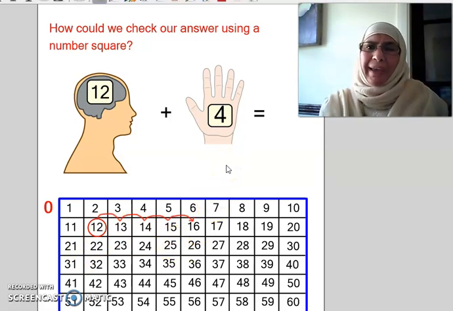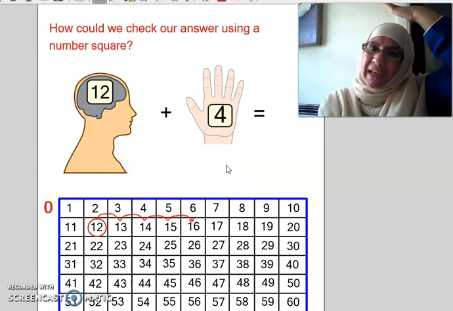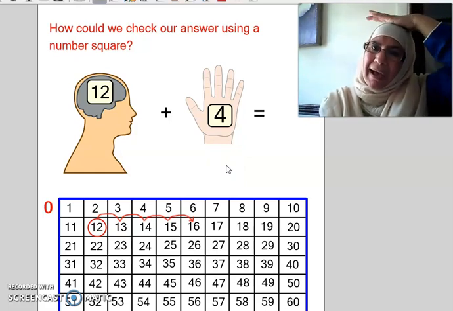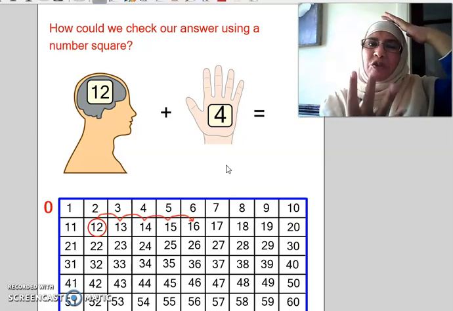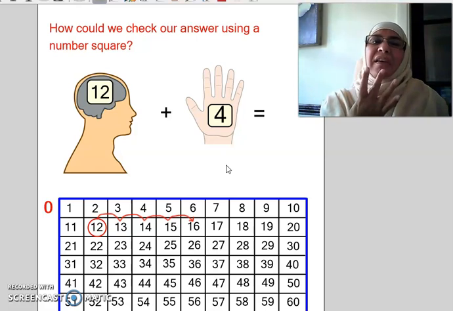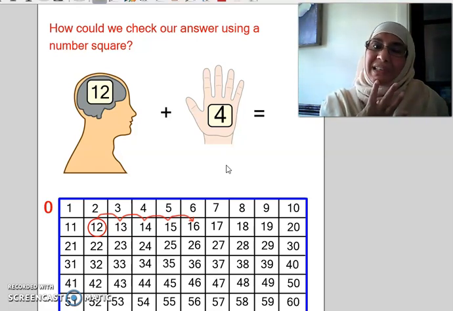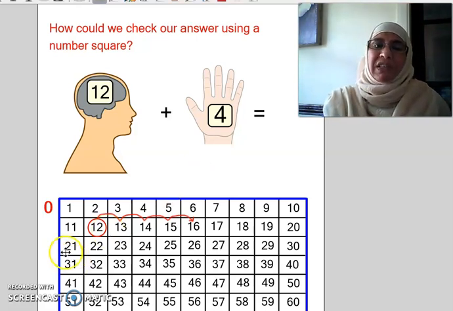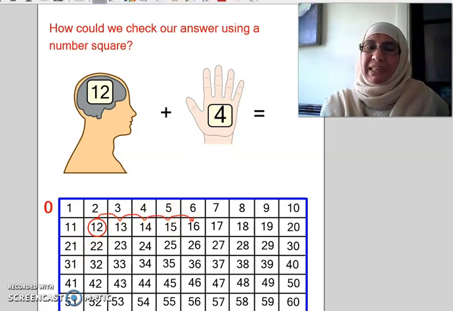I'm going to just check that to make sure I've done it right. I know this method, don't I? 12 add 4. So let's see, 12, 13, 14, 15, 16. Yes, I'm right. So if I start at 12 and take 4 steps, I will get to the number 16.